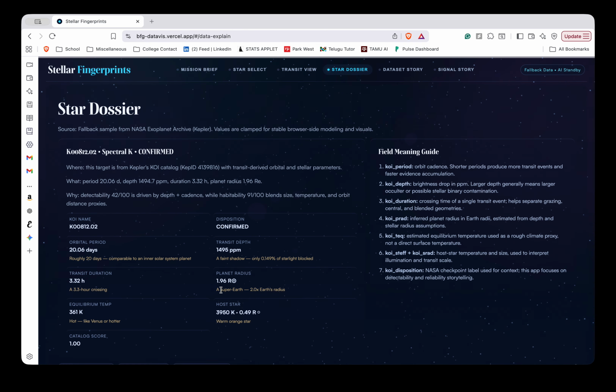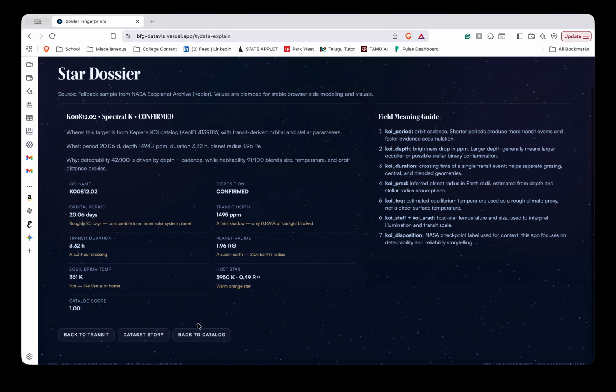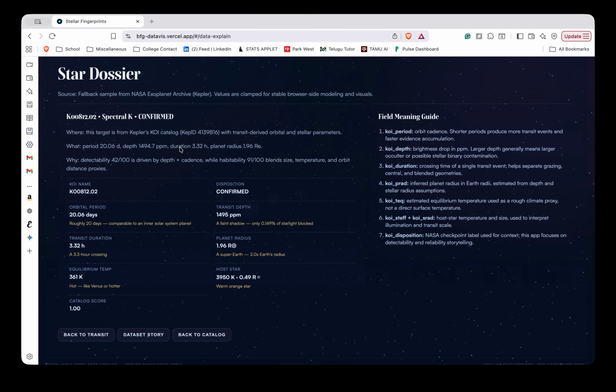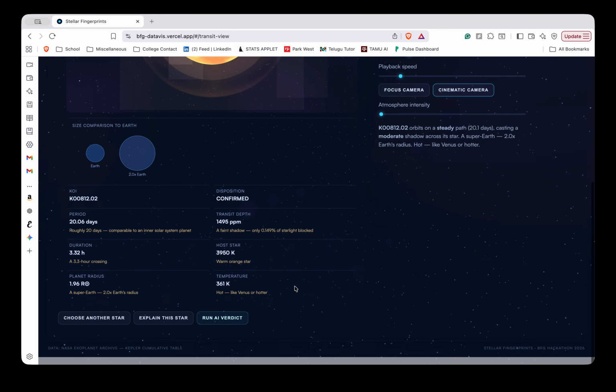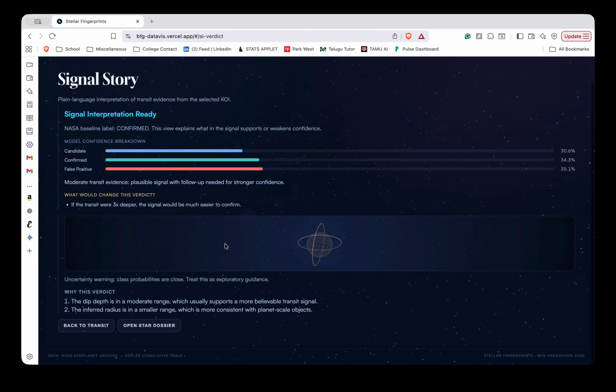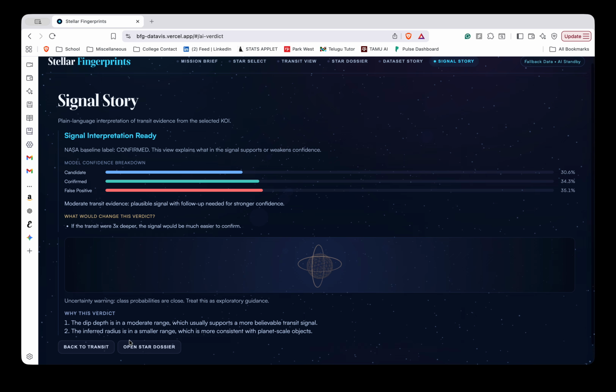So then you can go here and explain the star, and this gives you a little bit more information, like the field meaning guide, which tells you a little bit about what all these statistics mean. And then we can also run an AI verdict. So this is what we mean by checking that bias. We're seeing if this is an actual confirmed planet, and why, and what type of bias there was, and stuff like that. And we can see here that it's confirmed, and there's a signal support or weak confidence. And that's just some information about the star.